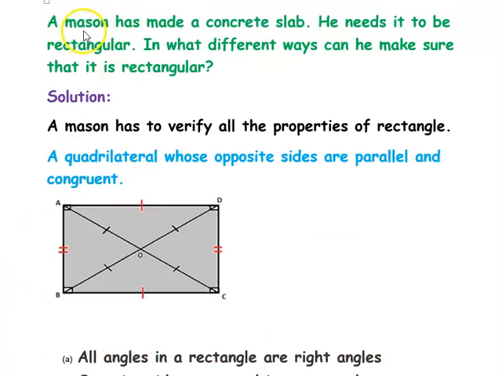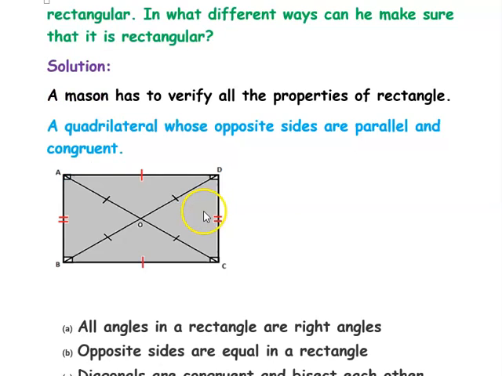Next question: a mason had a concrete slab. He needs it to be rectangular. In what different ways can he make sure that it is rectangular? So the mason is making a concrete slab and wants to make it rectangular. What he has to do is verify all the properties of a rectangle. If it satisfies all the rectangular properties, then we can be sure it's a rectangle. Now let's see what all the properties of a rectangle are.